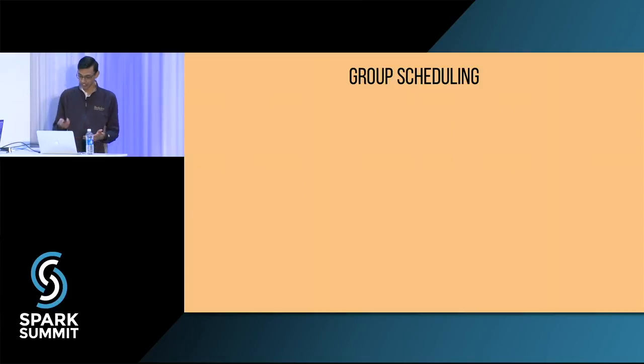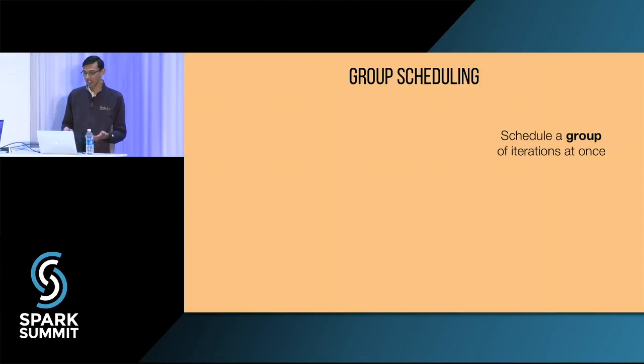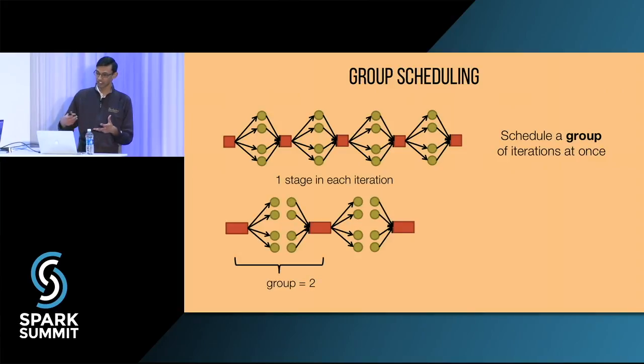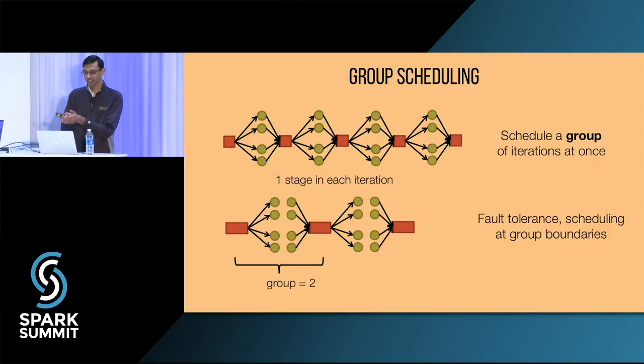From this simple insight was born the idea of group scheduling. The idea is that instead of scheduling one of these iterations at a time, let's schedule a group of them at a time. What that means is that, assuming we have one stage in each iteration, our original execution looks something like this today. And what we're proposing is to make it look something like what is shown at the bottom of the slide, where we have 2 iterations being scheduled at each time. Now, the trade-off here is that we're doing fault tolerance and scheduling at these group boundaries instead of at the microbatch boundaries. So we're coarsening the granularity of scheduling.